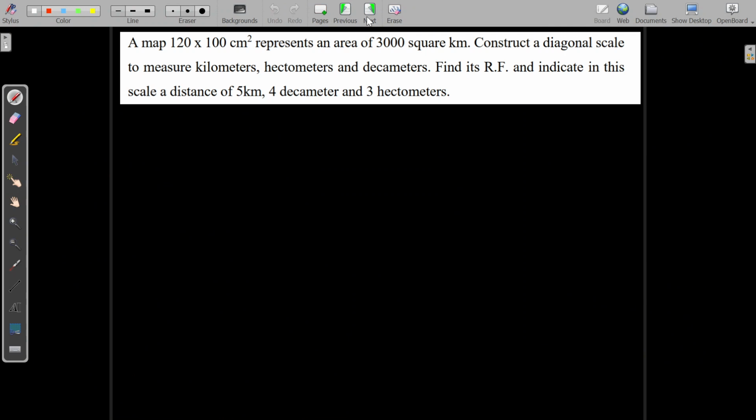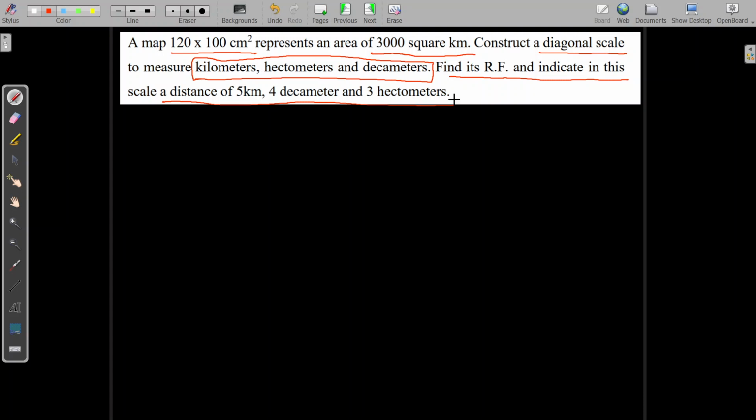So now let us take a question. With the help of that, you will get a better idea. In this question it is given that a map of 120 into 100 centimeter square represents an area of 3000 square kilometer. Construct a diagonal scale to measure kilometer, hectometer and decameter. See, all three units are consecutive. That's why we said that it represents the relationship between three consecutive units. Find its RF, indicate its scale, and in this scale show a distance of 5 kilometer, 4 decameter, 3 hectometer.